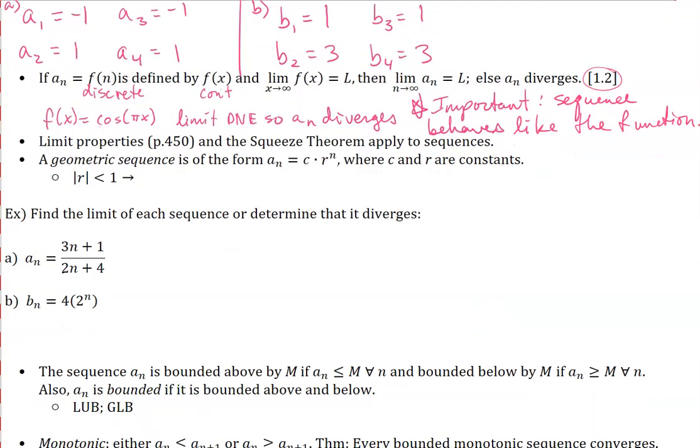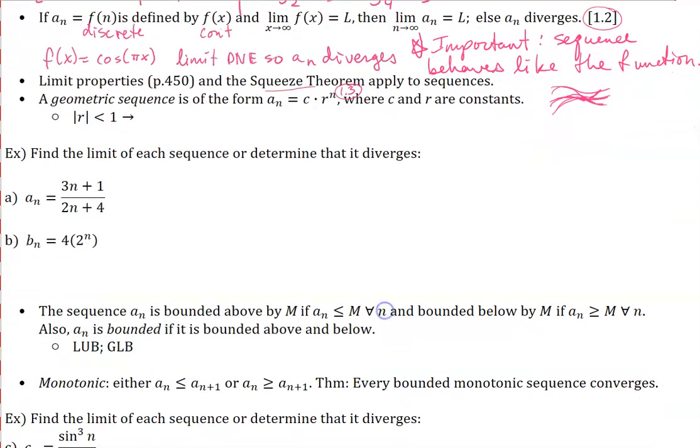Okay. You can look at page 450 for some limit properties. These should look pretty familiar because we've talked about limit properties. And then also remember the squeeze theorem. We saw this in section 1.3 in the book, and then we saw it again when we used the squeeze theorem to prove the first fundamental theorem. Remember how we said that if one function is greater than or equal to another, which is greater than or equal to a third, and the top function and the bottom function have the same limit, then the middle function has to have the same limit as well. So just as it applies to functions, it also applies to sequences.